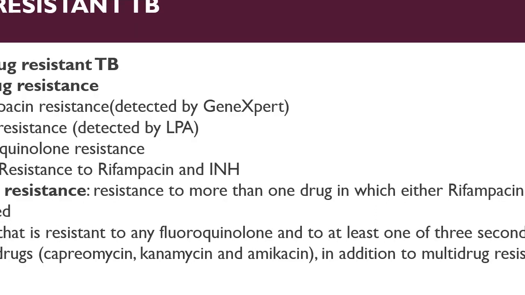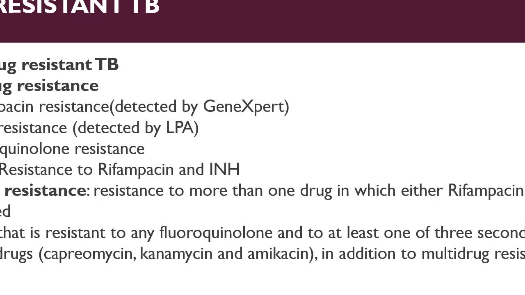When we are dealing with drug-resistant tuberculosis, we have to consider a few definitions. One is monodrug resistance. Since we are using the molecular test, we can detect molecular resistance with rifampicin by using GeneXpert testing, with INH using LPA testing, and fluoroquinolone again by the molecular testing. Then we can have MDR-TB.